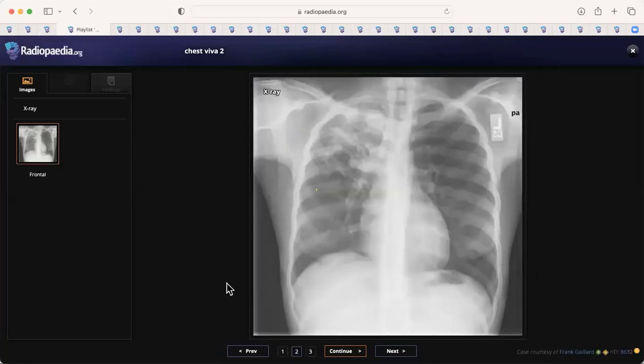Okay, so this is a young female presented again with chronic cough.